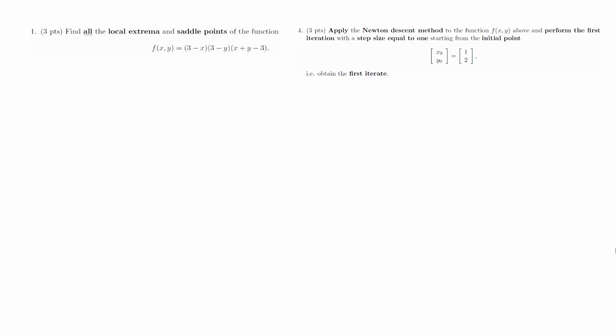In the first question, you have to find all the local extrema and saddle points of the function that is given. And in question 4, you have to apply the Newton descent method to this same function and perform the first iteration with step size 1, starting from the initial point x0, y0. If you're preparing your exam, it's time to push the pause button.